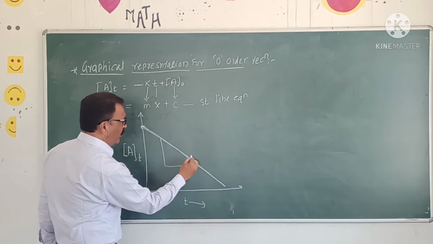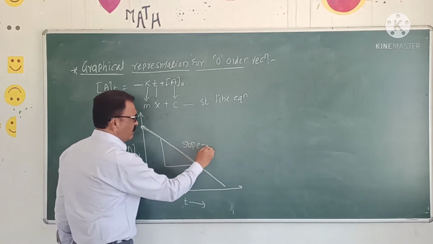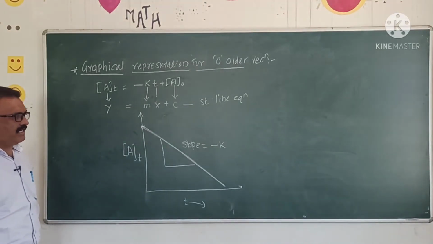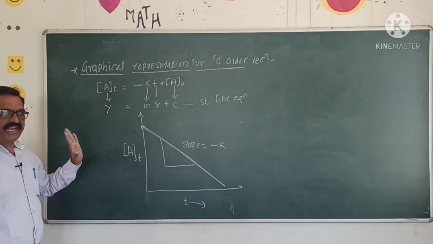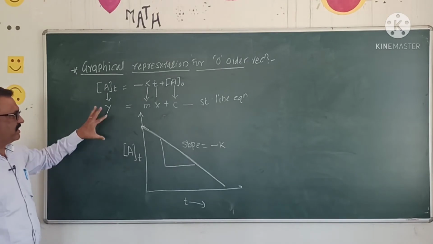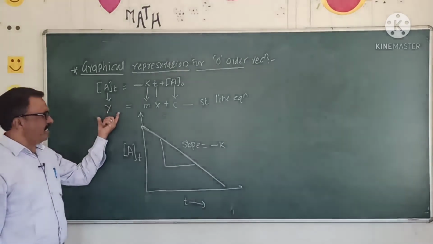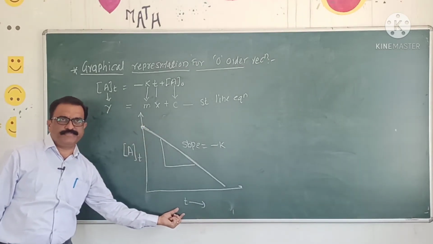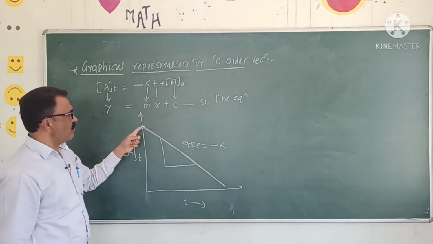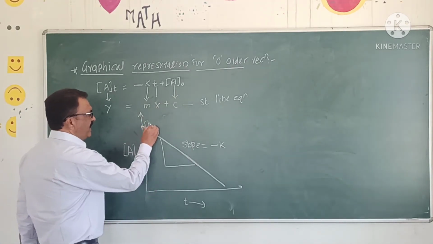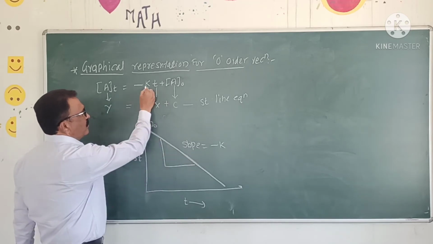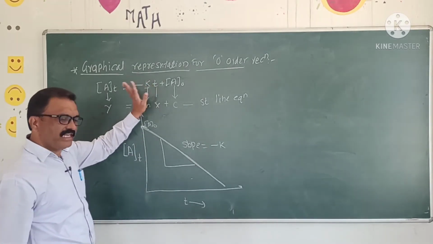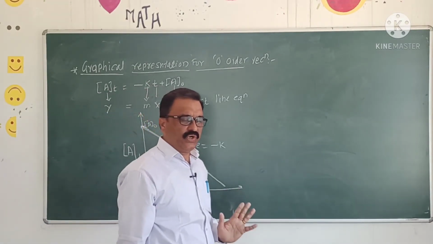The slope of this graph is equal to minus the rate constant for a zero order reaction. This is the graphical representation. In this equation, Y is the concentration of A at time t, and X means time. The intercept gives the concentration of A0, and the slope of the graph is equal to minus the rate constant. Okay, this is the graphical representation for the zero order reaction.